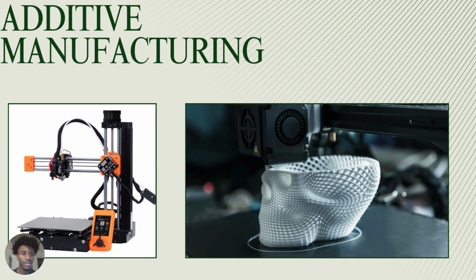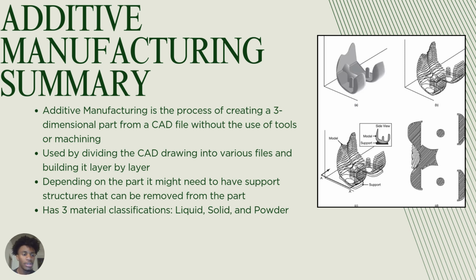Additive manufacturing is more popularly known as 3D printing, but it also has many various other uses. Its main uses are producing three-dimensional parts off of CAD drawings. It's used by dividing the CAD file into various layers and building it layer by layer. When building certain parts, they might have to have support structures as they might fail otherwise, and those structures can usually be removed from the part. It has three different material classifications: liquid, solid, and powder.